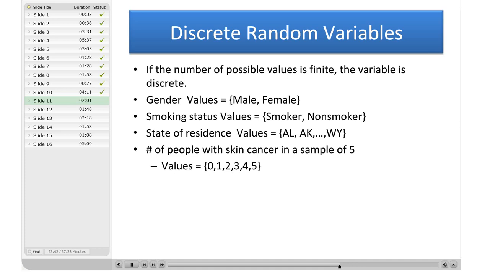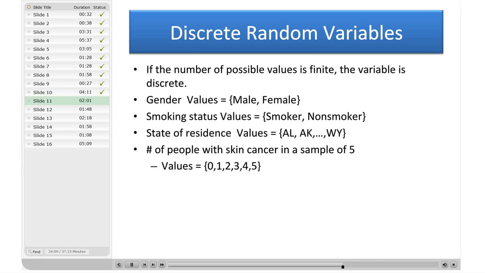So for example, if you randomly select someone and the variable that you're interested in is gender, then there's 2 possible values, male and female. That's a finite amount. It's a limited amount. So gender would be a discrete random variable. Another example would be smoking status. Someone's either a smoker or they're not a smoker. So there's only 2 possible values. That's a finite number. That's a discrete random variable.